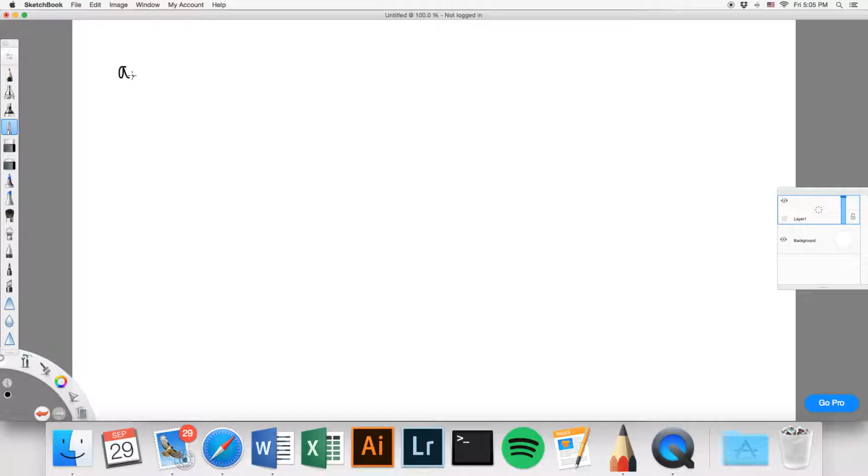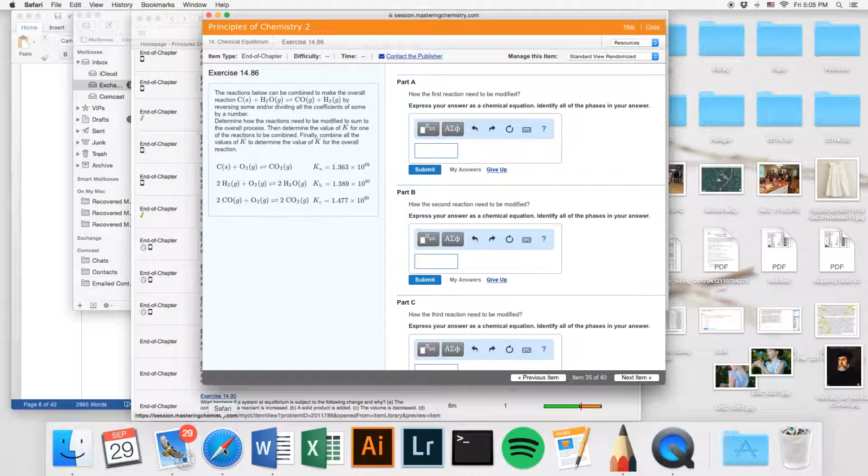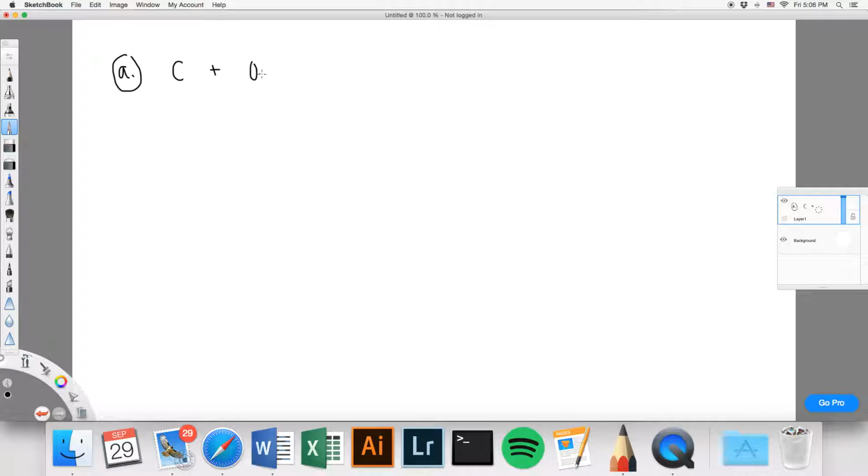Reaction A was, I think, C plus O2. You see that? O2 makes carbon dioxide.